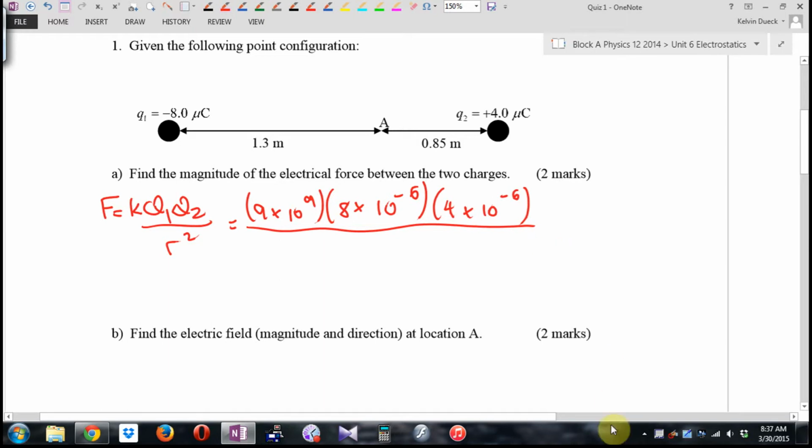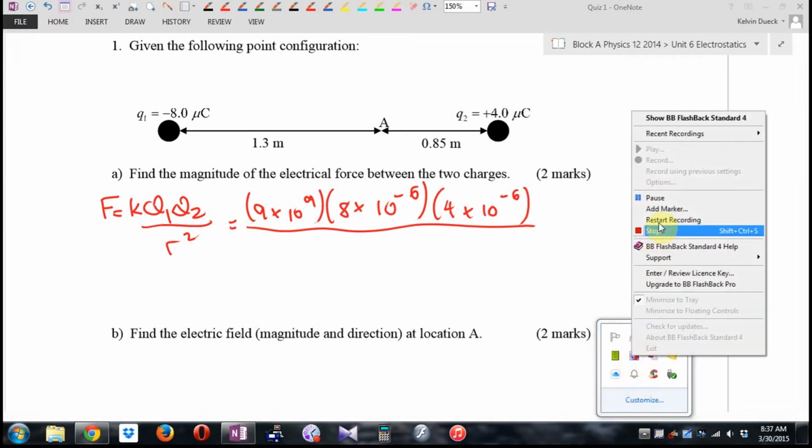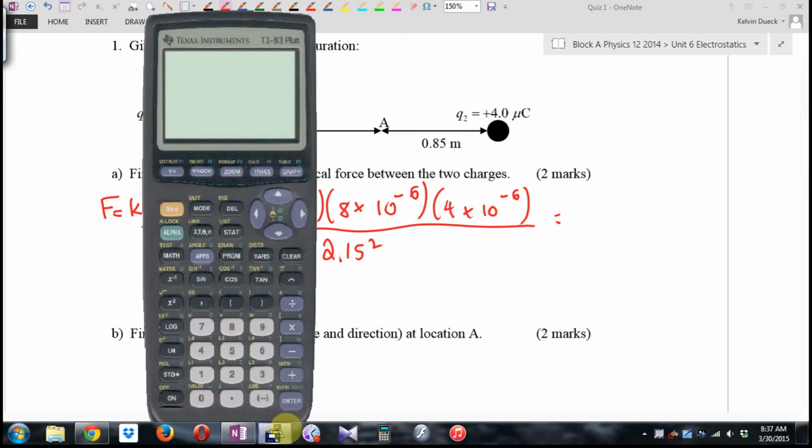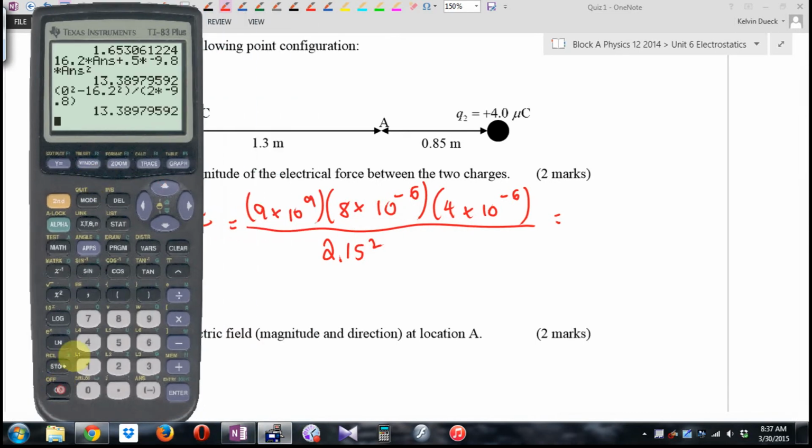Another late person here. And then, R squared, I think is what we wanted, right? 1.3 plus 0.85, subtract the 3, 2.15, is that right? Yeah. 2.15 squared. Times 8 times 4 divided by 2.15 squared.